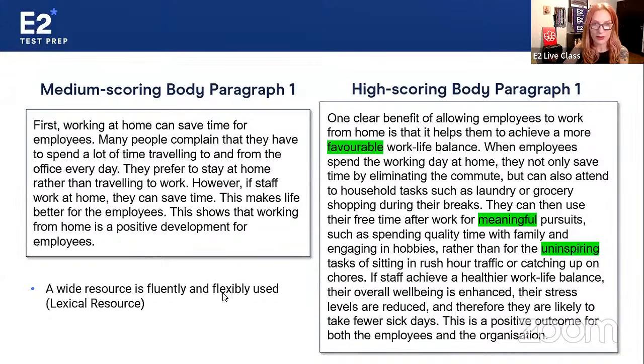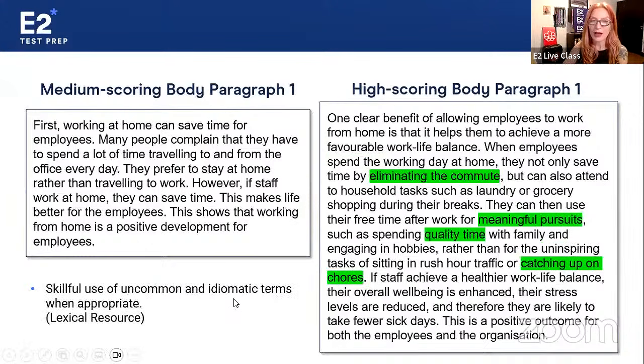Okay, so then we have here, moving on. Skillful use of uncommon and idiomatic terms. So idiomatic terms in the sense of collocations, meaningful pursuit, quality time. So you can say that this is not an idiomatic expression, okay? Quality time, it's a collocation. Catching up on chores. This is a phrasal verb, which is well applied, okay?